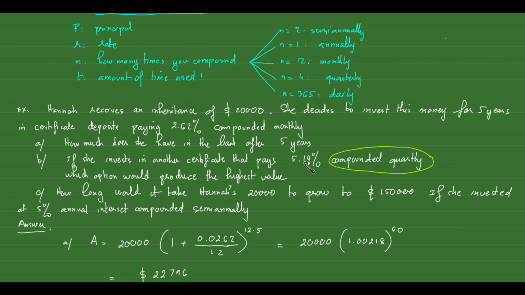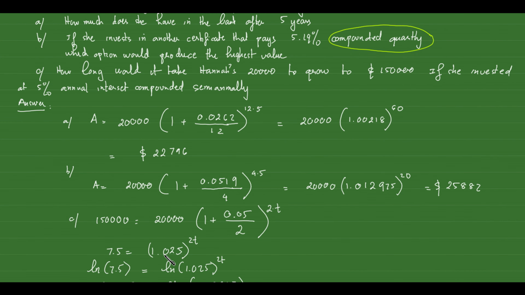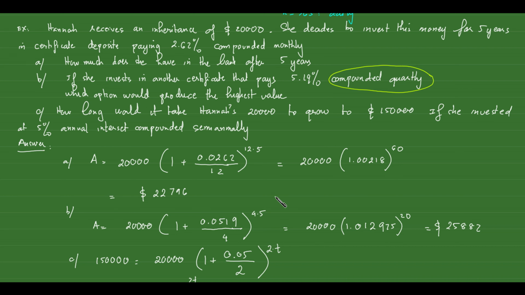However, because the interest is pretty high, very high, if I go ahead and plug it in, you see that you are still making money, and you make more than the first type of investment, right? This is 25,000, and this is only 22,000, and you see for the quarterly you plug n equal 4 over there. 4 times 5 equals 20.